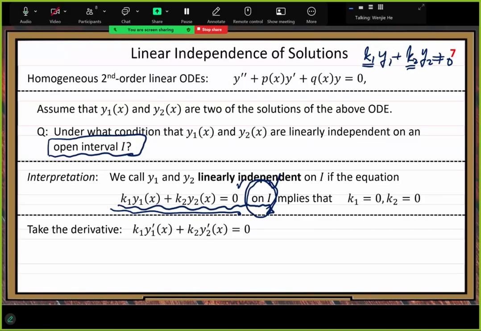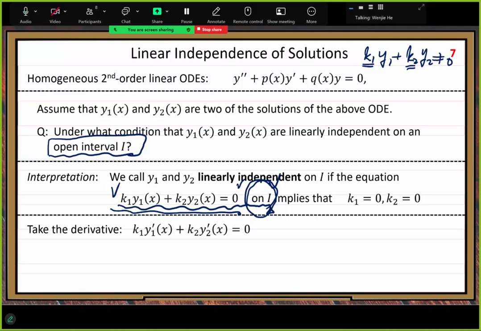Here you can see you get another equation. Let's call it the second equation. So you have two equations, right? The given condition is the first equation. Then you derive a new equation with the derivatives y1 prime, y2 prime. So you get a second equation.